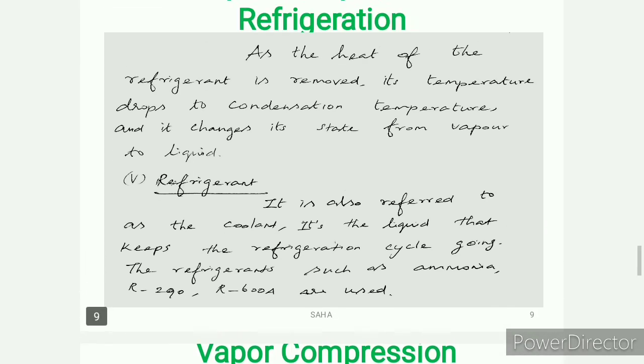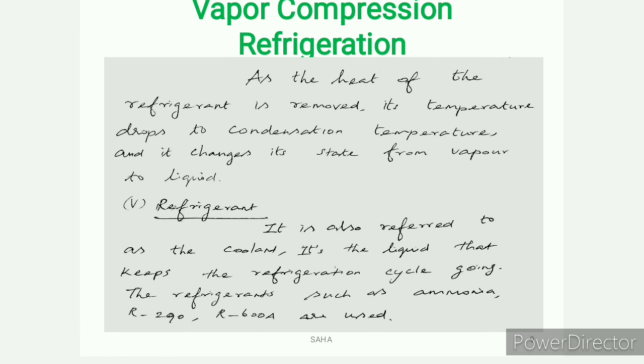Next main part, the refrigerant. It is also referred to as a coolant. It's the fluid that keeps the refrigeration cycle going. Refrigerants such as ammonia, R290 and R600A are used.